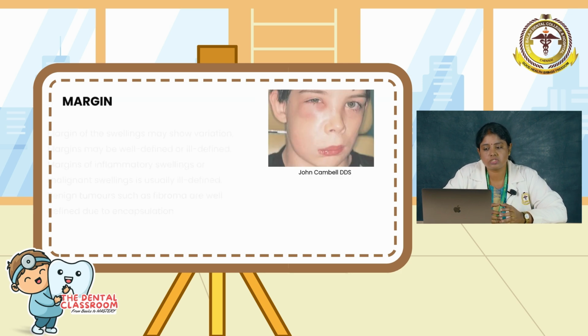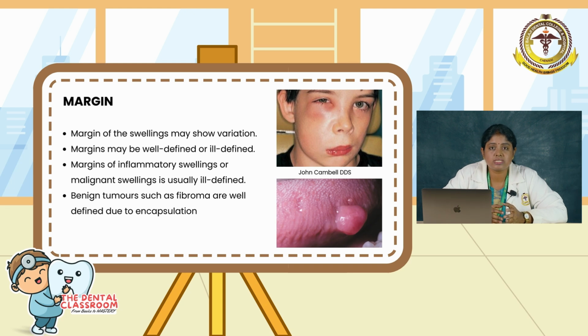Next is margins of the swelling, whether the margin is well defined or ill defined. So well defined margin is there for benign tumors. A benign growth will have a well defined margin. Ill defined margin, usually it is present for the inflammatory swelling. So inflammatory swelling, it is a very superficial swelling, so you will not be able to find where exactly it starts. So you will have very ill defined margins.